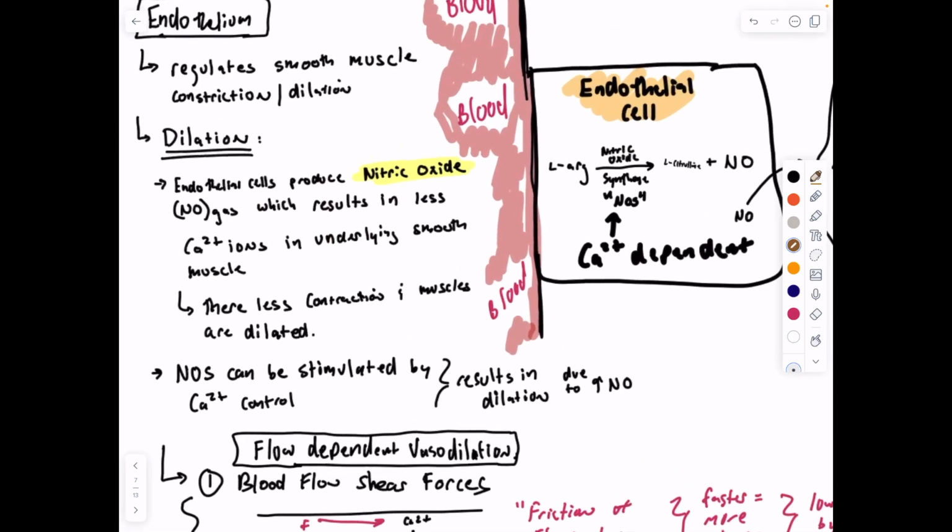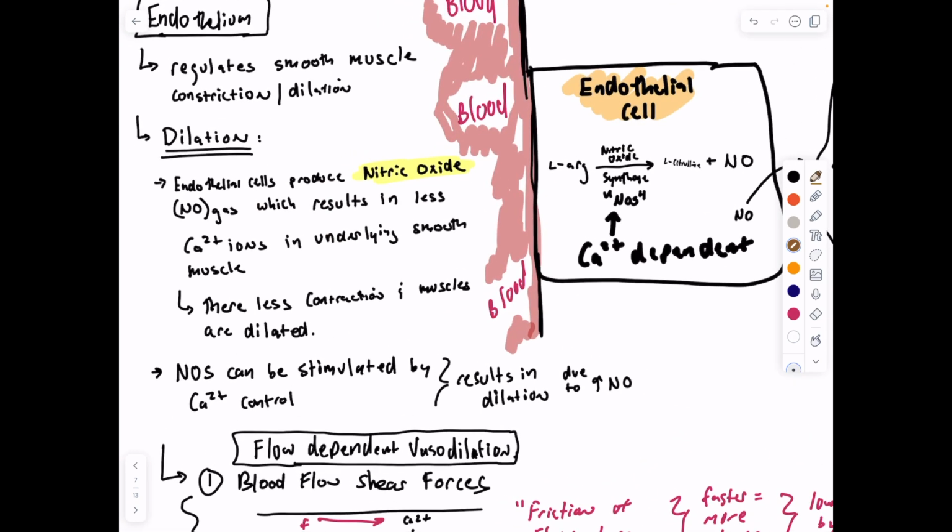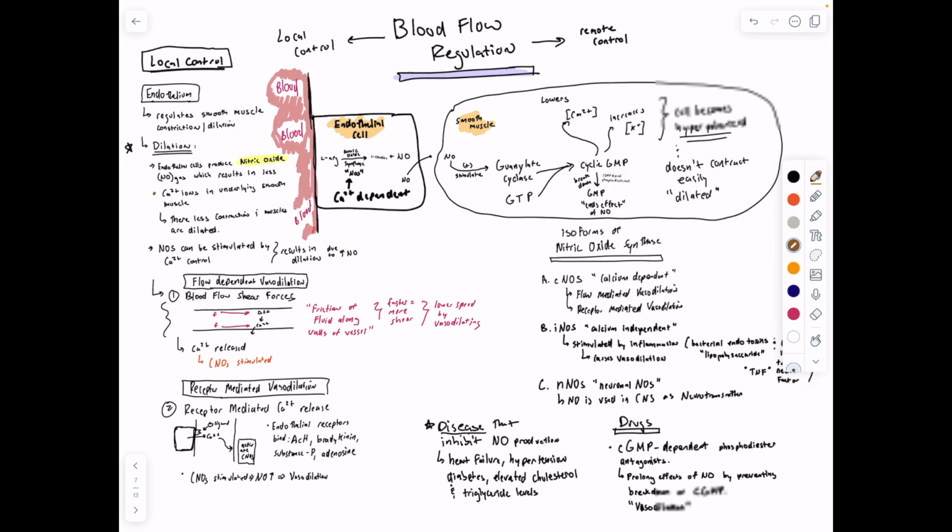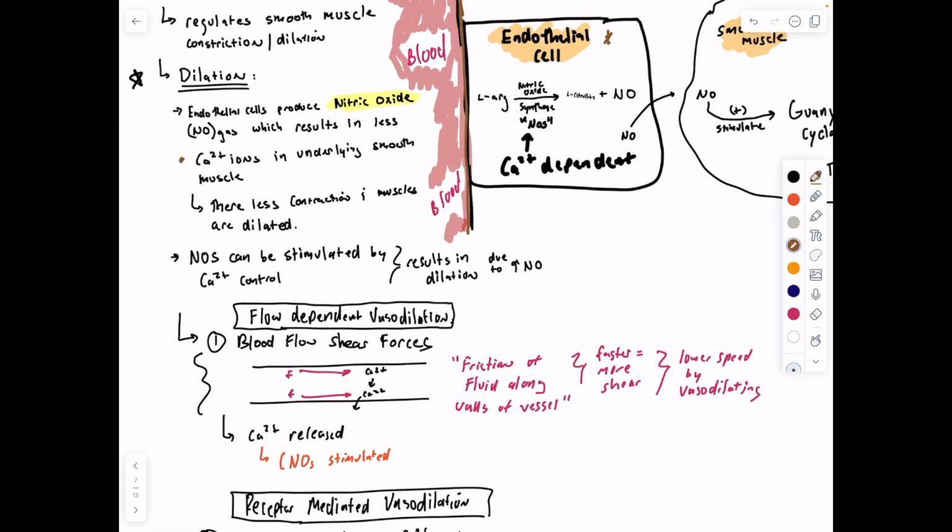All right, so here it is. Endothelial cells produce nitric oxide as a gas, and it results in less calcium ions in the underlying smooth muscle. Endothelial cells make the walls of our blood vessels. Deep to them is our smooth muscle, at least in vessels that can contract, which is where we can control blood flow. Nitric oxide comes from the endothelial cells into our smooth muscle cells, and it results in less calcium ions in the underlying smooth muscle.